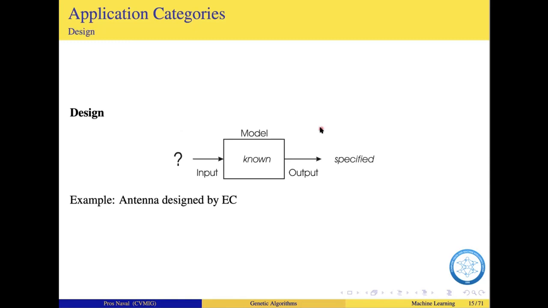The next application category is that of design. So again, the output is specified, and you know the model itself. So what is the right input that will give me this correct specified output? How should the antenna be shaped so that it will receive or transmit the signal strongly with little interference? So that is a design problem.